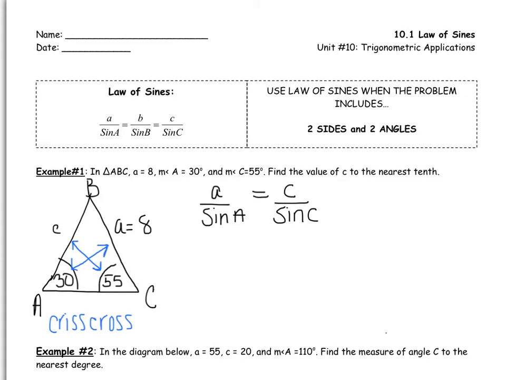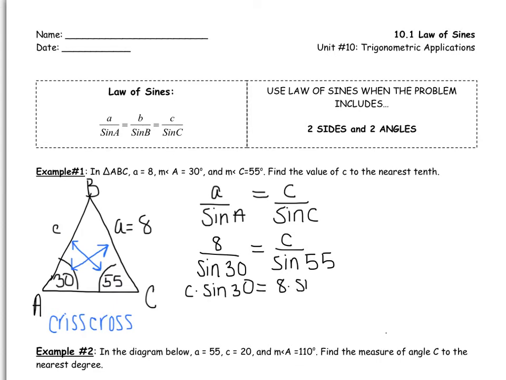Okay, so let's go ahead and plug in what we know. So A is 8. Sine of A, sine of 30, is equal to C over sine of C, or sine of 55. So you're going to need your calculators, so pause the video if you don't have it. And now first let's cross multiply. So we have C times sine of 30 equals 8 times sine 55. So to get C by itself, we're going to have to divide by sine of 30.